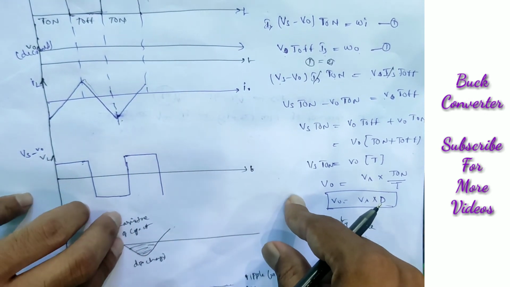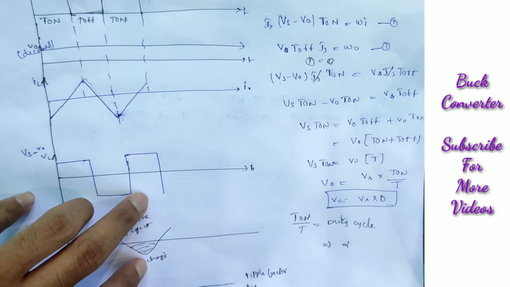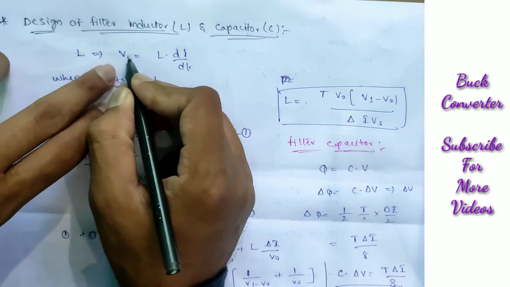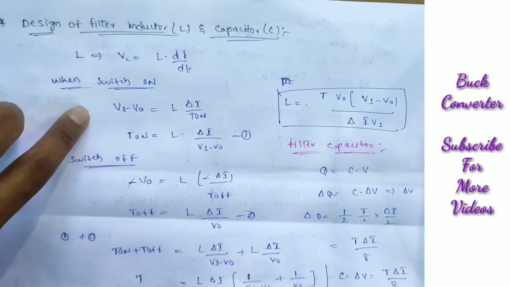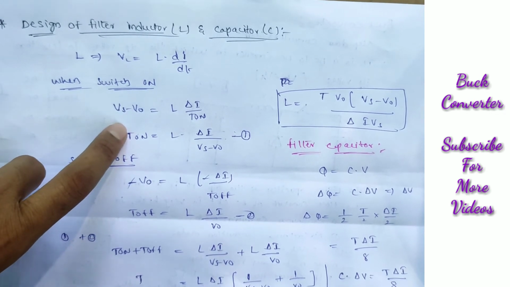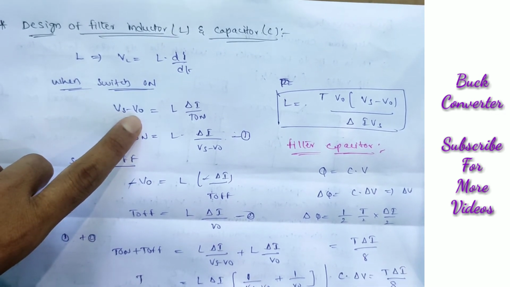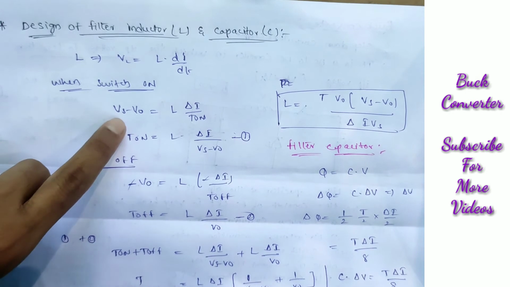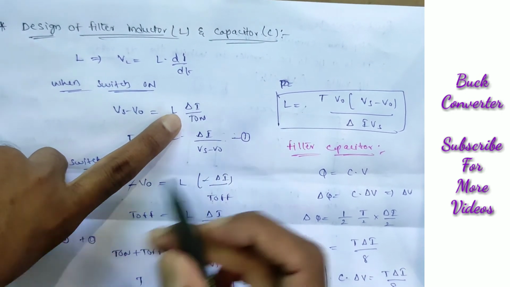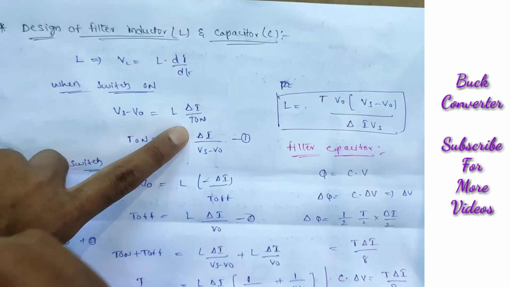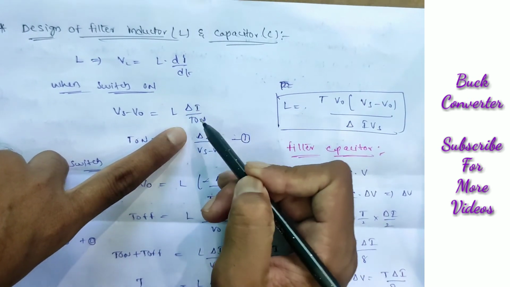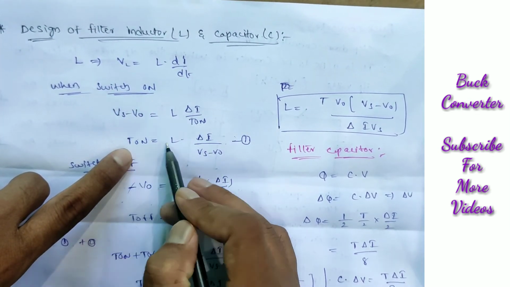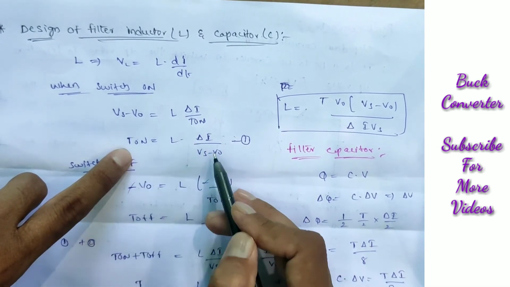Let us design the filters of the inductor and the capacitor. We know the inductor voltage VL equals L into di by dt. When the switch is in on condition, the voltage will be Vs minus V0, because the output voltage is changing, step down. That is Vs minus V0 equals L into delta I by T on. Di is replaced by the change in current, and dt is the on position T on. Then by cross multiplication, T on equals L into delta I by Vs minus V0. This is the T on.